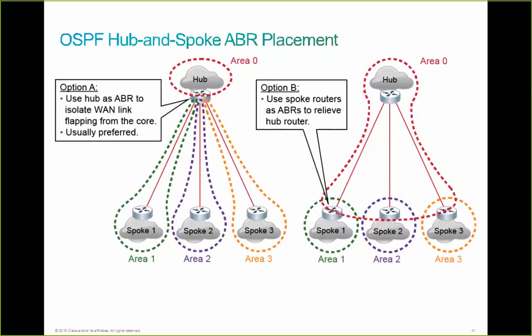We want the core to be as stable and as solid as possible. All right? If you have reliable WAN links, if you have a small core, the design on the right is suitable. If you see a lot of flapping or you see issues with the WAN links, then the design on the left is probably more preferred. Make sense? All right.